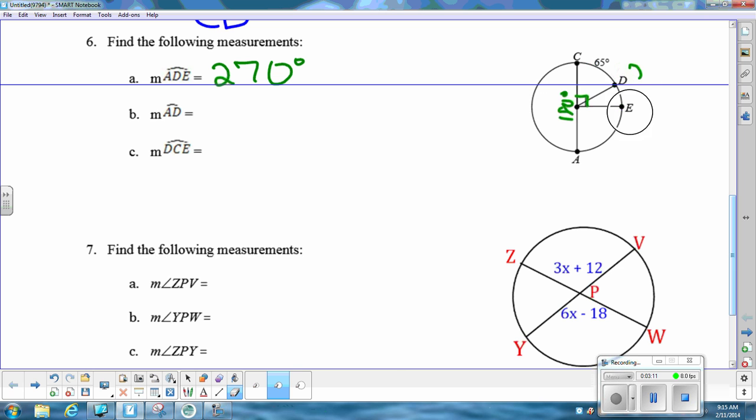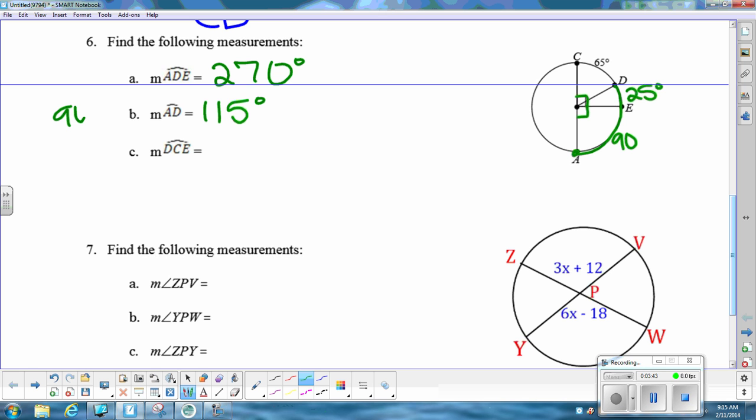For AD, it is just from point A to point D. Well, since this is a right angle, AE would be 90 degrees. And since CE also has to be 90 degrees, and this part's 65, then DE is 25 degrees. Correct. So that makes AD 90 plus 25, so that's 115 degrees, because we're all central angles here, so everything's equal.